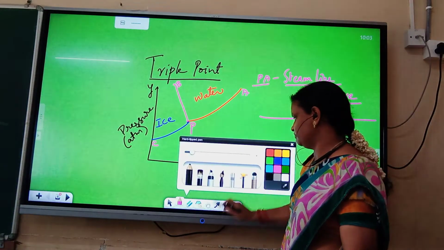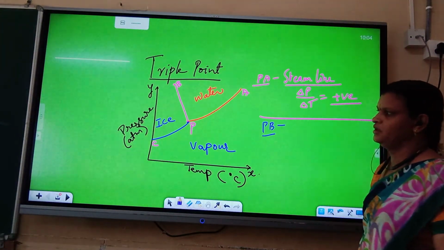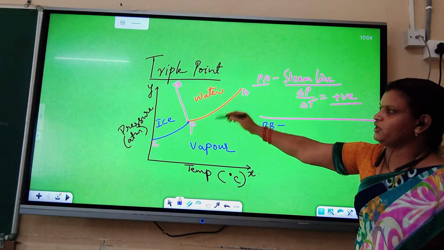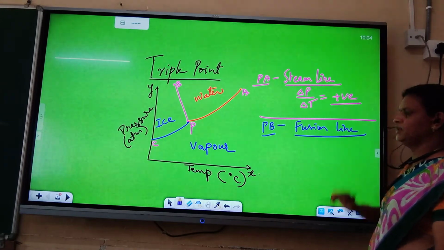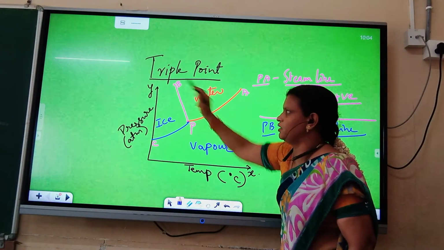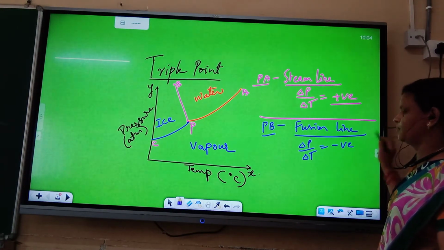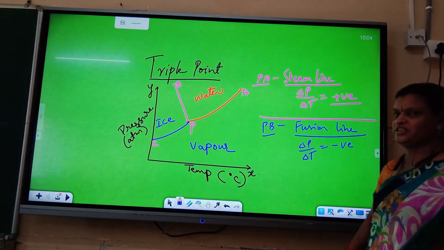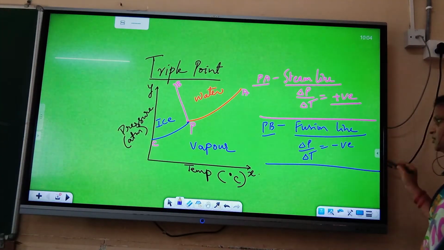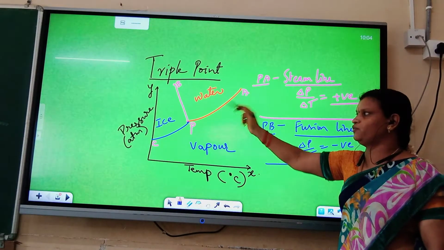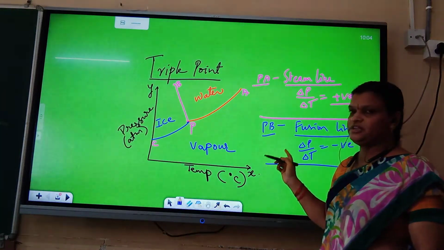And now let me take another one, that is PB. PB is nothing but the ice line, ice water line or fusion line. Along this line, what is happening? Here delta P by delta T value we are going to get, delta meaning difference: difference in pressure by difference in temperature. This we are going to get negative. That means fusion point or freezing point of water will be decreased. We have seen already, depression in freezing point will be there whenever pressure is increased.